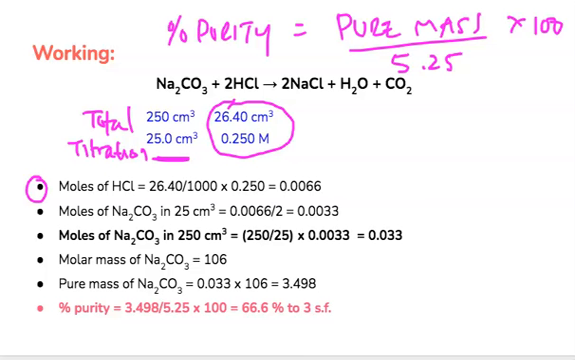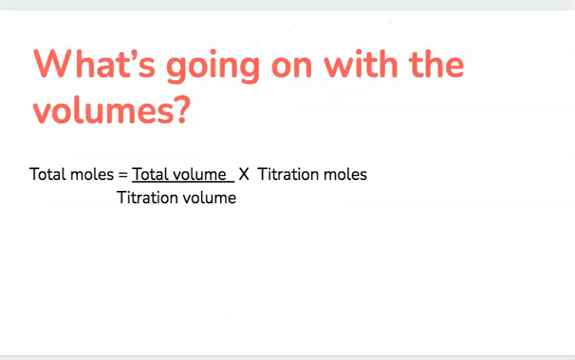All we know for the moment is how many moles were in the 25 centimetres cubed that reacted with the HCl. So before we go any further and start calculating the mass for sodium carbonate, we have to scale it up and work out how many moles we've got in that total volume of 250 centimetres cubed. So I'm going to move us on to a new slide, and we'll just talk about how to do that.